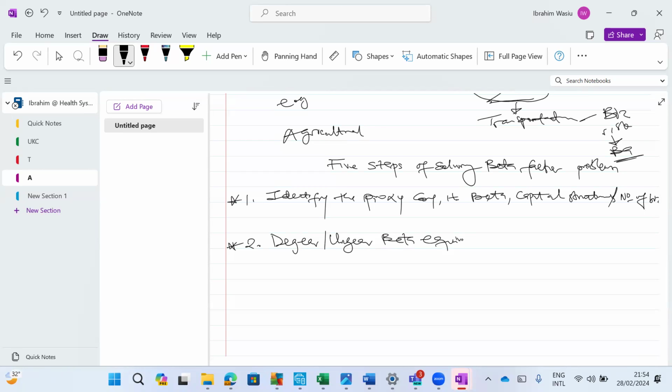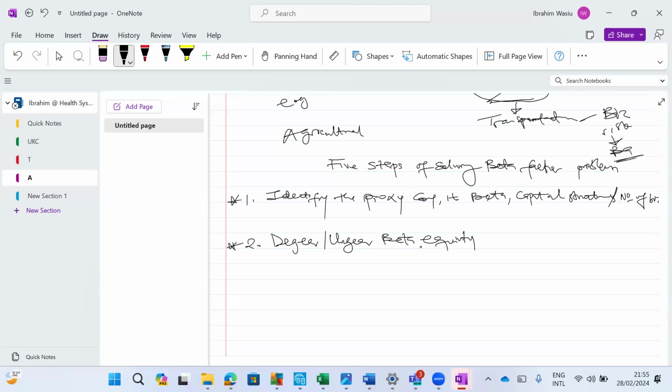Now, before we move forward, what is a geared company and what is an ungeared company? A geared company is a company that has its capital structure mixed up with both equity and debt financing. That's a geared company, right? Yes, sir. While ungeared is only equity. A company that has the capital structure with only equity financing.